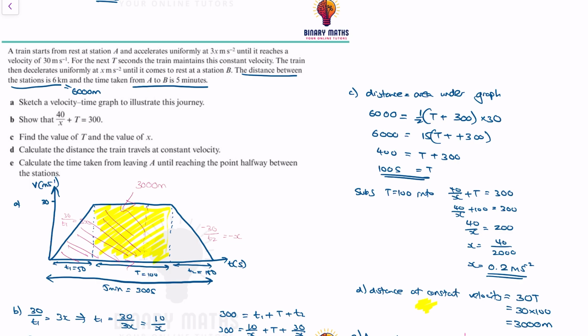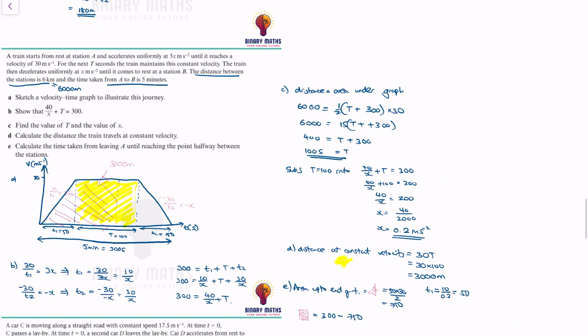So the other part, the rectangular part, the area of that part must be equal to 3,000 take away 750, because the area of the triangle is 750. So 3,000 take away 750 is equal to 2,250. And if I want to work out how much time it represents, then all I need to do is 2,250 divided by the height, which is equal to 30, gives me 75 seconds.